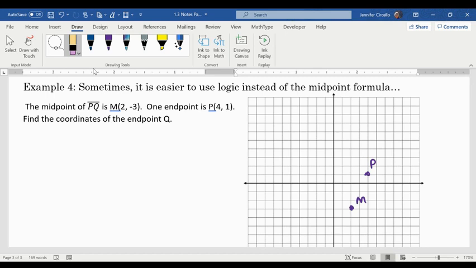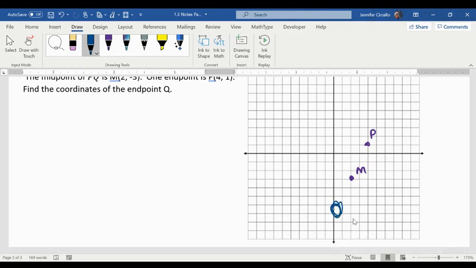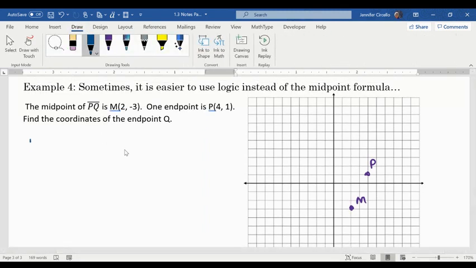Okay, so if M is the midpoint, that means that the other endpoint has to be somewhere down in this area, okay, because I want to make a segment so that the M is in the middle. Okay, so let's start with the midpoint formula. If I write it down up here, and we're going to fill in what we know.